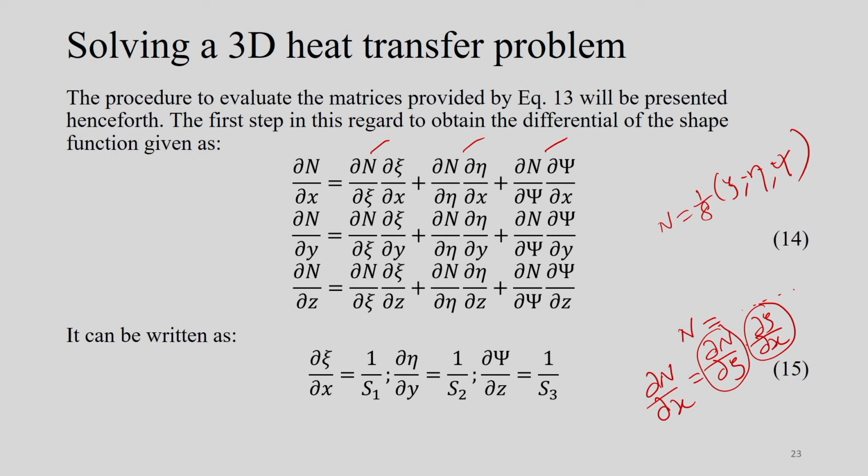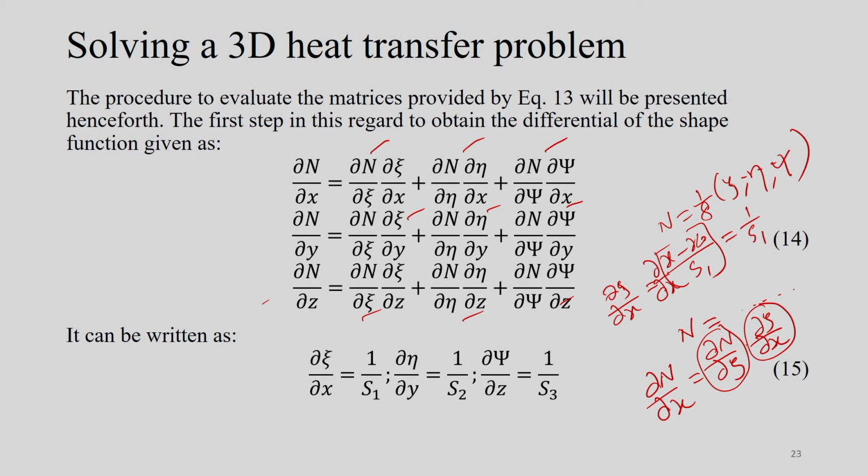Similarly, del N by del y also has 3 components, and del N by del z also has 3 components. Now, if we look into the expression del xi by del x, we can find this expression. If you remember, xi is (x minus x0) by s1. So, del xi by del x becomes a constant, 1 by s1.